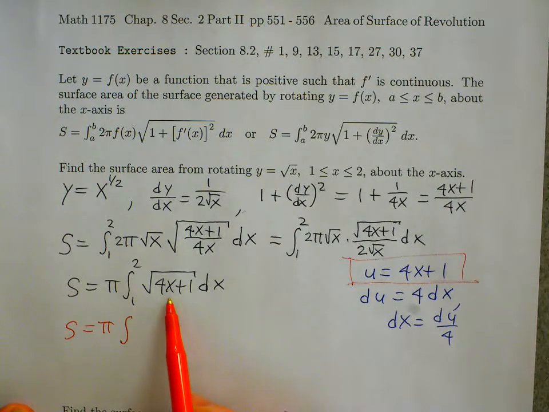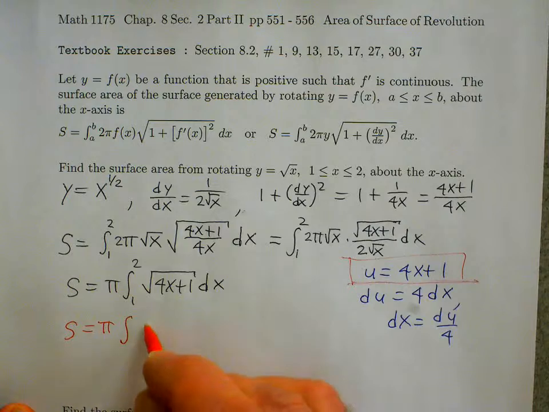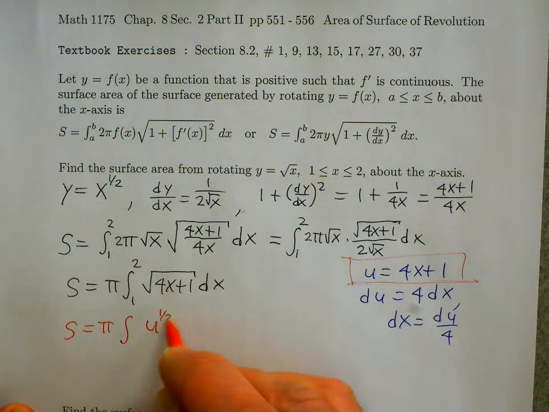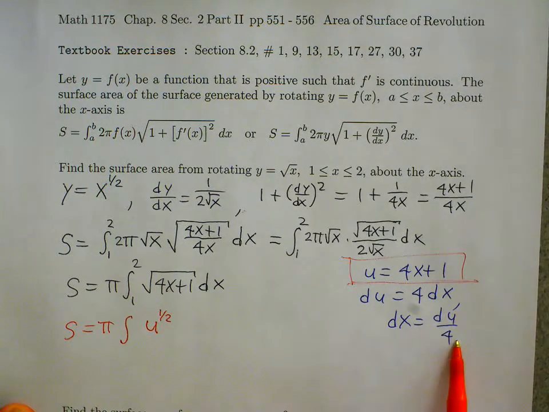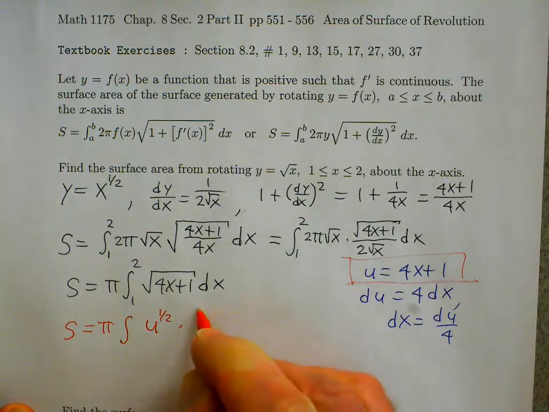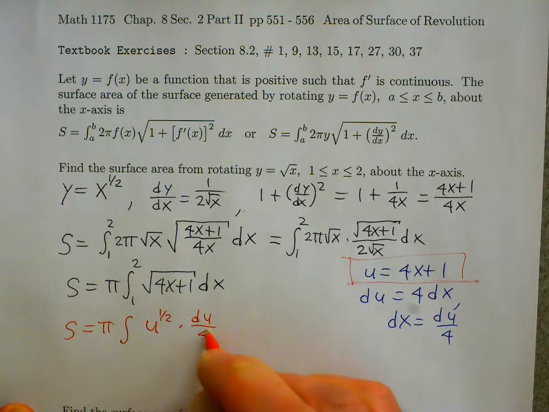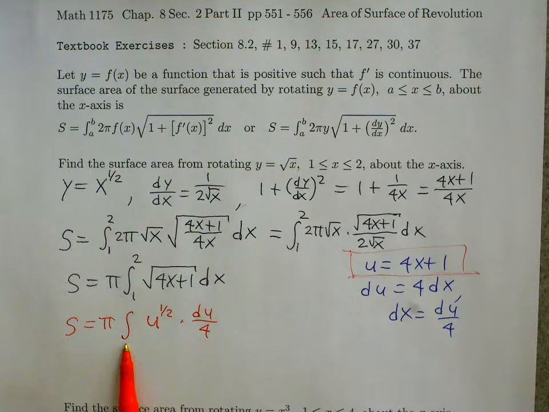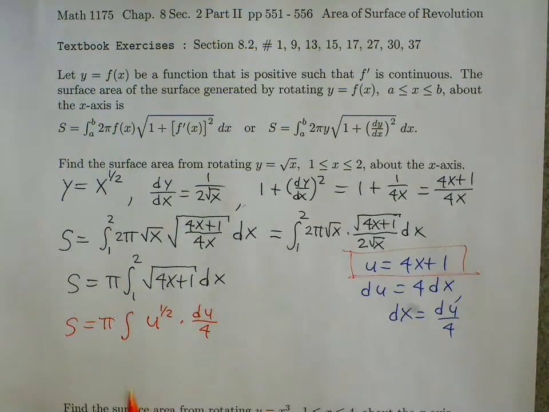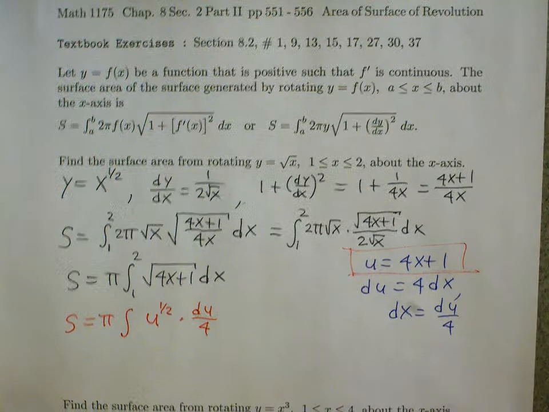So I'm going to have, instead of the square root of 4x plus 1, the square root of u, I'll write it as u to the 1/2 for now, and replace dx with du over 4. And then what about the limits of this integration? What are the lower and upper limits after this transformation?